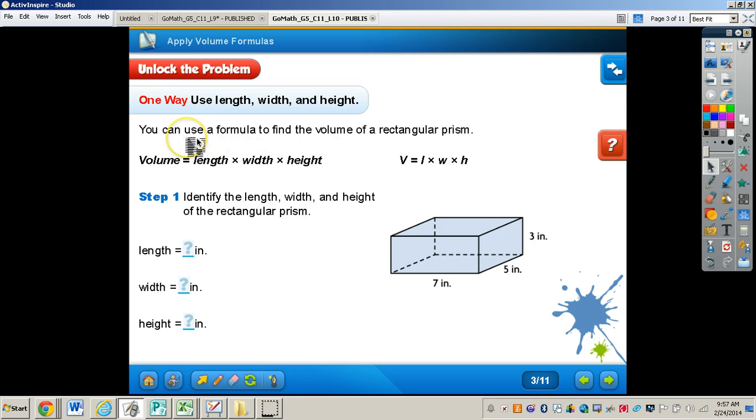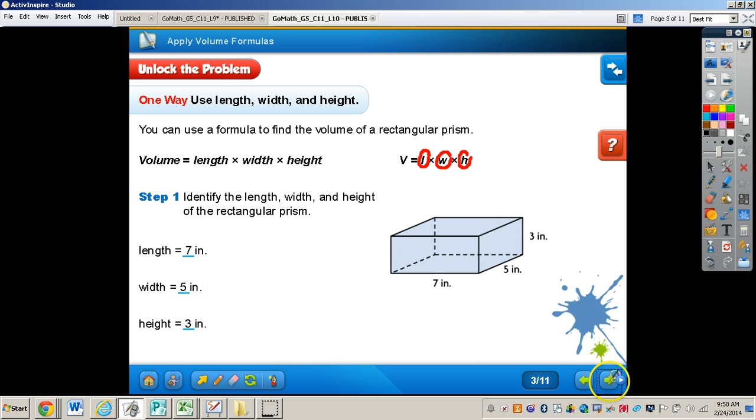Now you can use a formula to find the volume of a rectangular prism, and it is multiplying the length times the width times the height. So the formula is volume equals L for the length, times W for the width, times H for the height. Pretty simple. Looking at this figure, the length is 7 inches, the width, as we've talked about before, is 5 inches, and the height is 3 inches. So we have the length, width, and height.